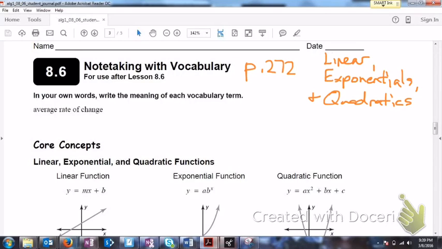That is linears, exponentials, and quadratics. Oh my. Linears, exponentials, quadratics. Oh my. So if you could, please open up those journals, page 272.